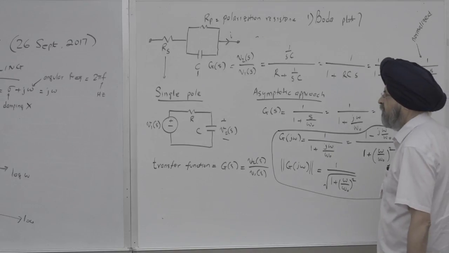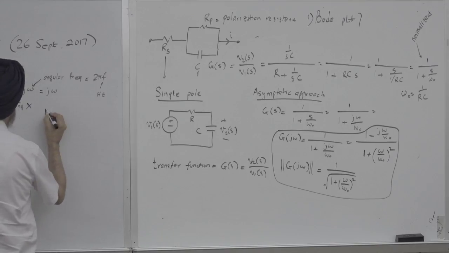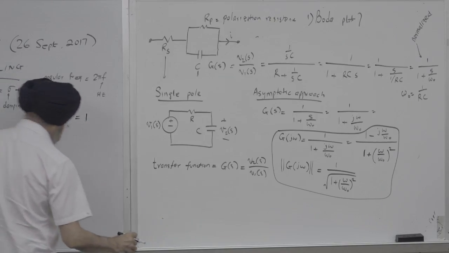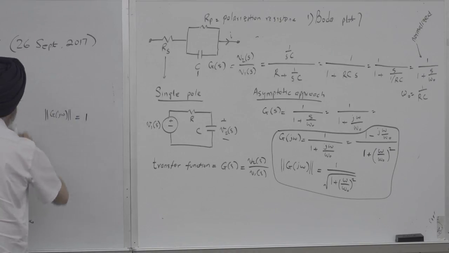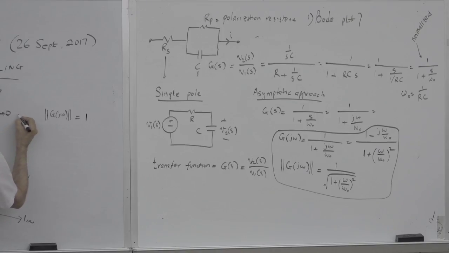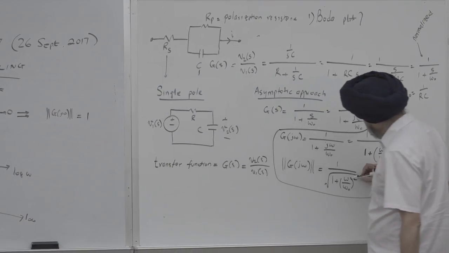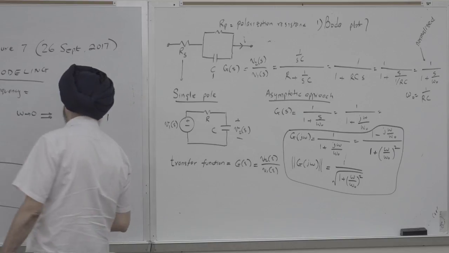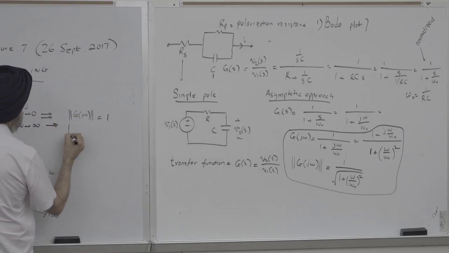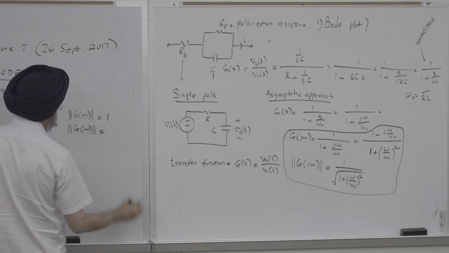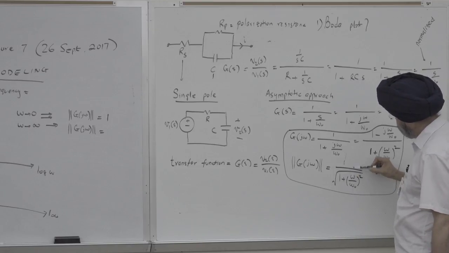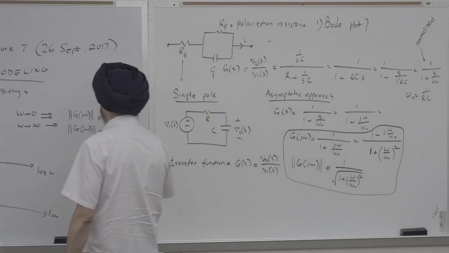So notice over here that g of j omega is equal to 1, or let me put it another way. When omega approaches 0, when omega is almost 0, this term is 0, so we have 1 over 1, so g of j omega is 1. When omega goes to infinity, then g of j omega is equal to what? Let me walk slowly over here. When omega is infinity, this term becomes infinity. 1 over infinity is 0, right?